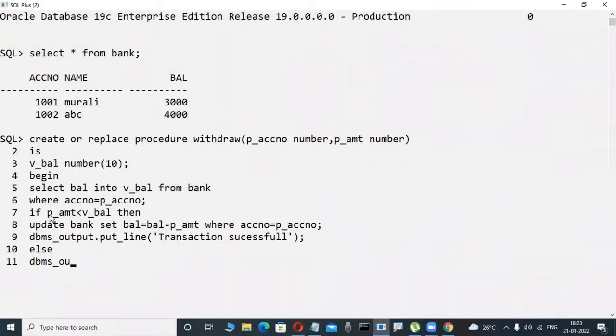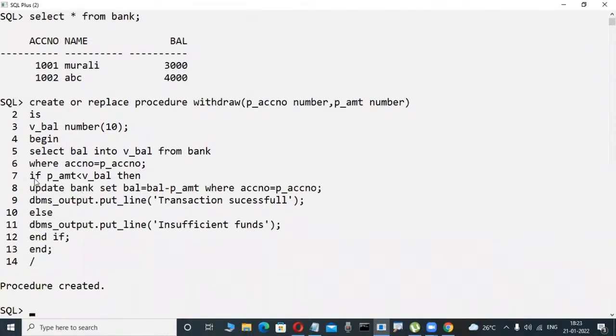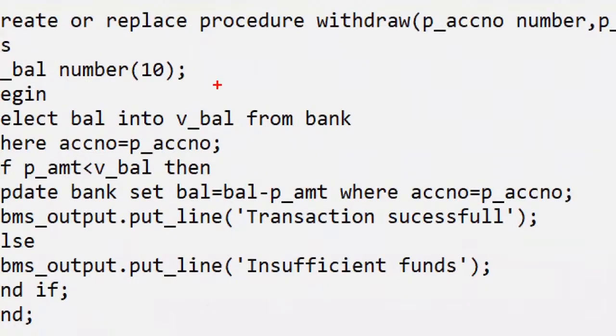And now check it out here. Else, insufficient funds. Okay, some codings are there. This is not a difficult coding, take it easy. Now check it out. For example, you are writing a procedure. Observe it here, some coding I'm writing. This is not a difficult coding, very easy coding.